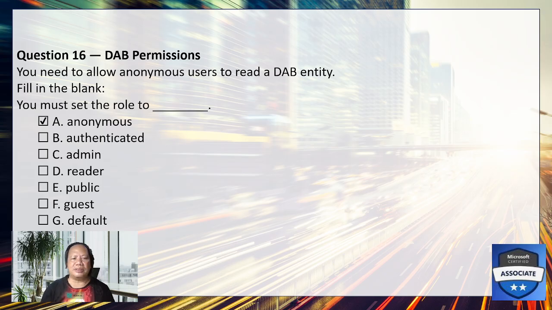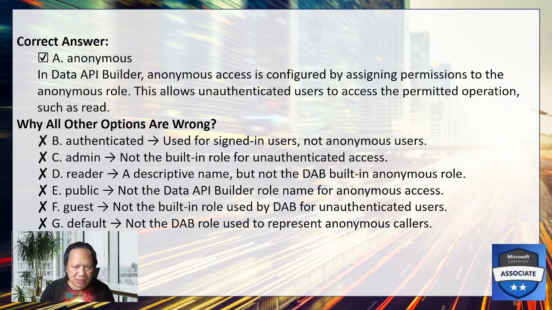So this is a pretty easy round of questions, which is used to intimidate you, because when you study the questions in DP-800, it's very intimidating. Okay, anonymous. In Data API Builder, anonymous access is configured by assigning permission to the anonymous role. This allows unauthenticated users to access the permitted operations such as read.